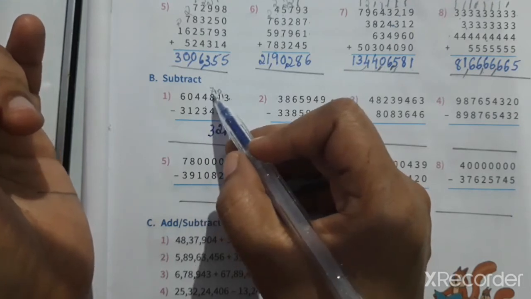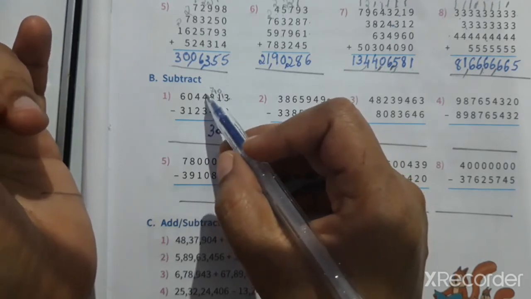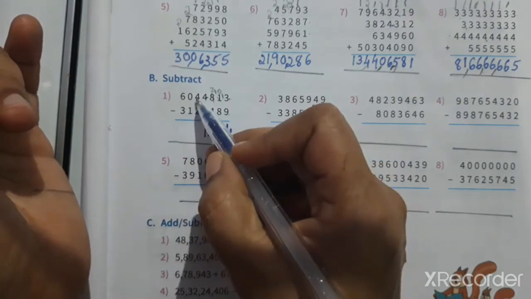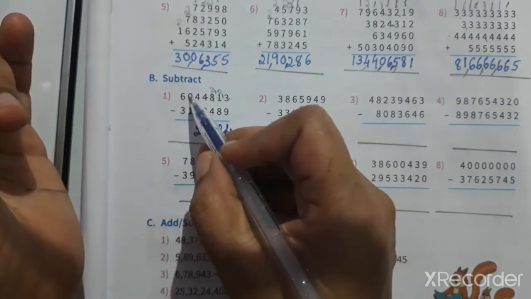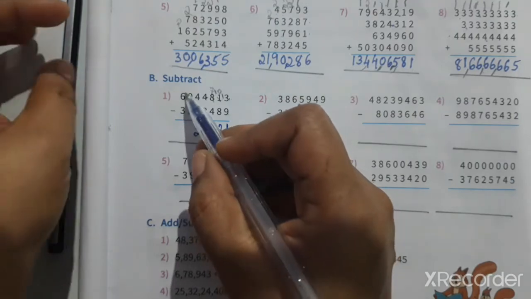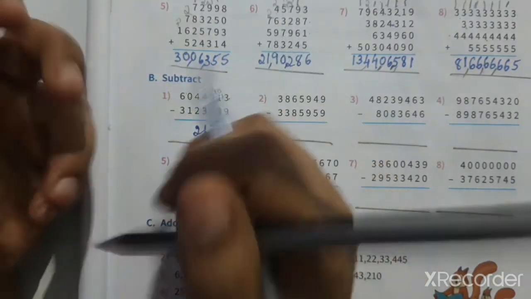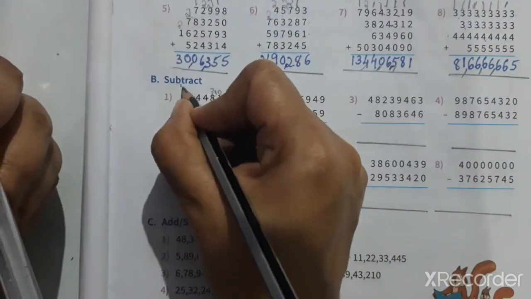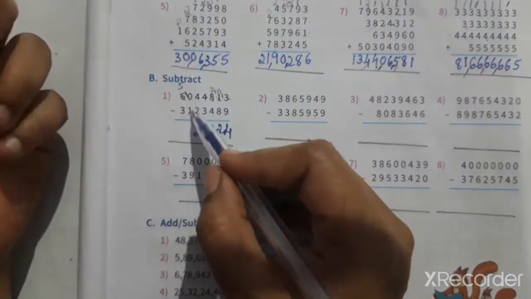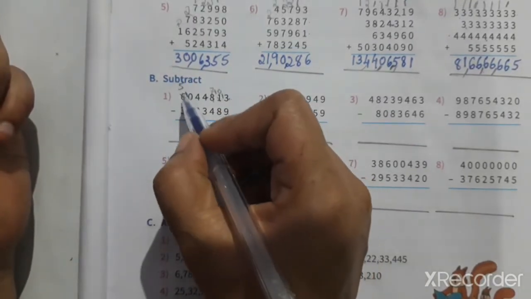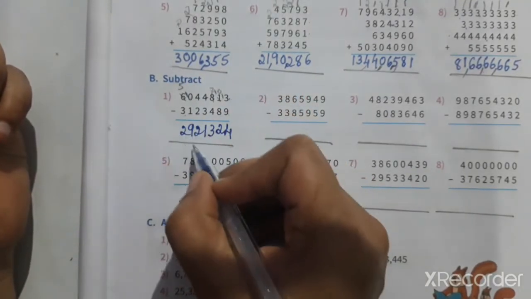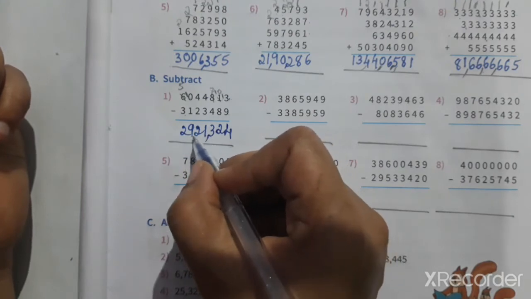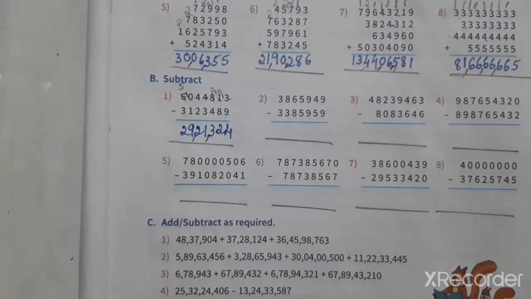Okay. 4 minus 3 is 1, 4 minus 2 is 2, 0 minus 1 we can't subtract, so borrow 1 from the next number. It is now 10 and this is 5. 10 minus 1 is 9 and 5 minus 3 is 2. Answer is 29,21,324.